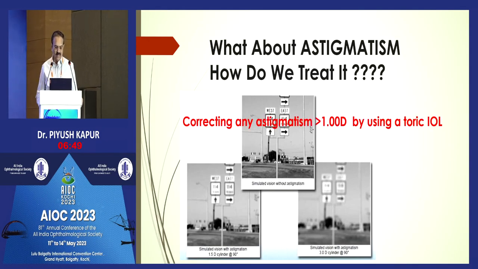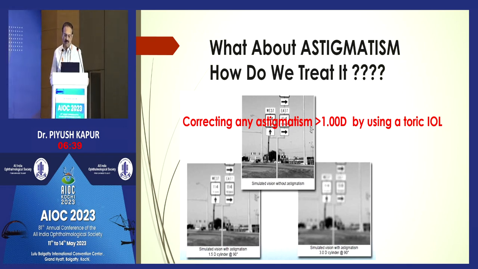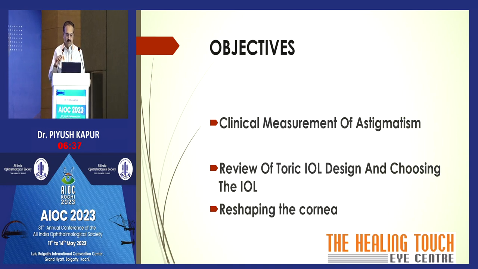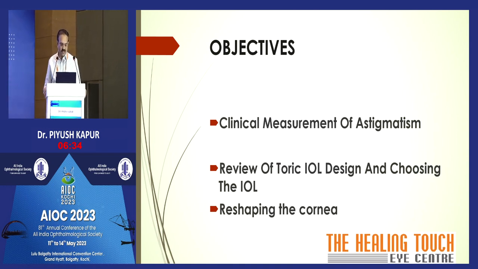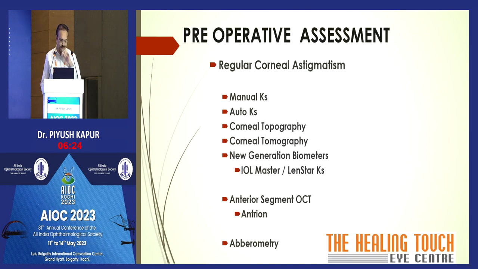Well, first of all, I would like to specify that we should always target and treat any astigmatism more than about 1 diopter, or rather now the precision is reaching up to anything more than about 0.75, for which we need a right clinical estimation of astigmatism. We need to review which lens would be the best for our patient, and also we can reshape our cornea without using a toric IOL. The main backbone of the treatment of astigmatism lies in the proper evaluation and the right estimation of the astigmatism.